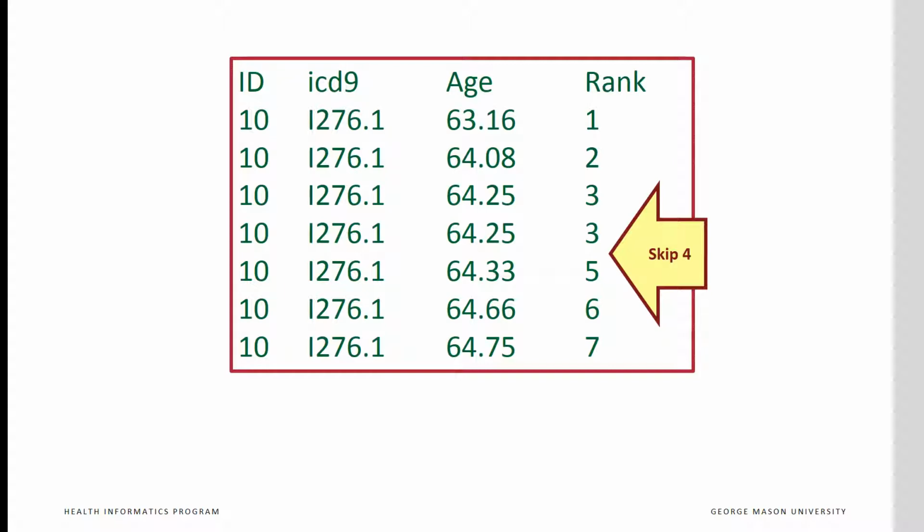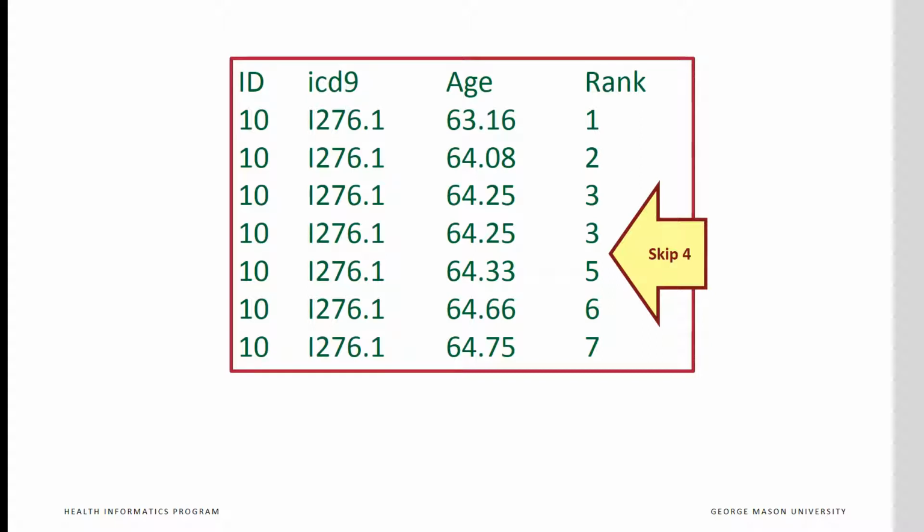Here we see an example of what's happening with patient number 10. He has a diagnosis 276.1, which is hyposomality. He has this repeatedly at different ages. Two of these diagnoses are reported at the same age. Hence, we see them ranked at the same level.